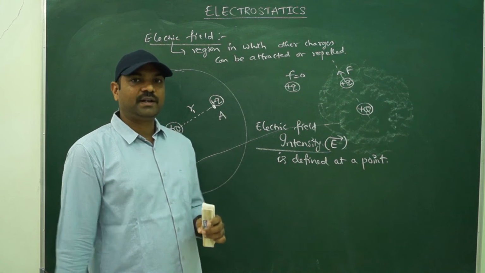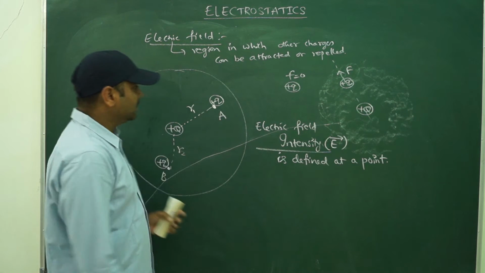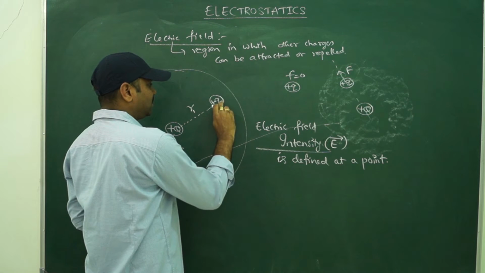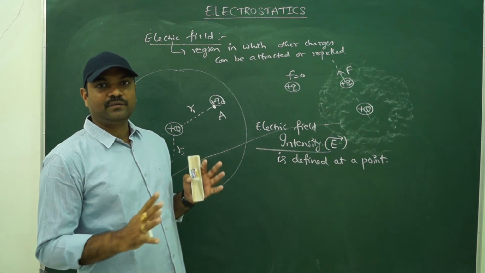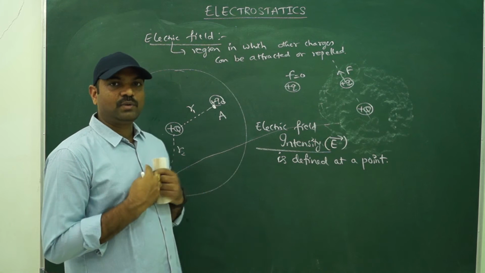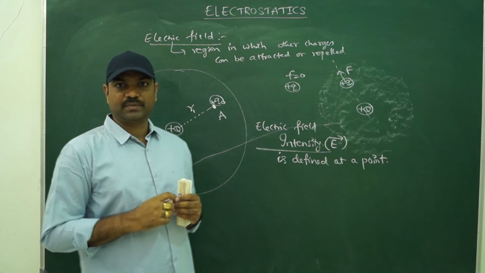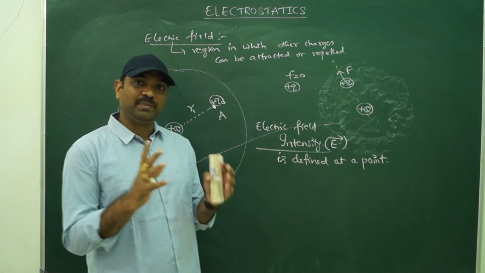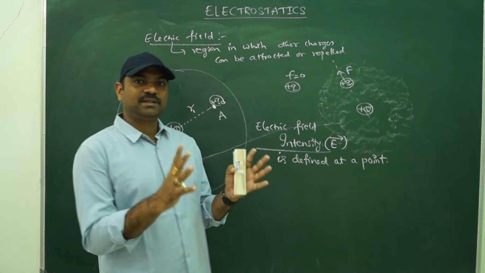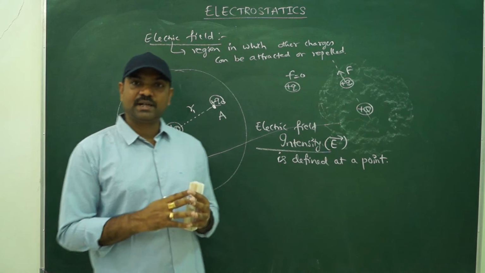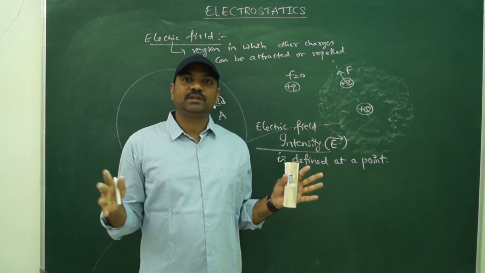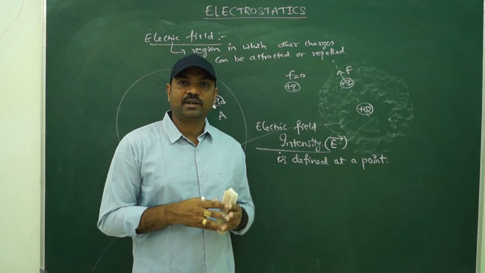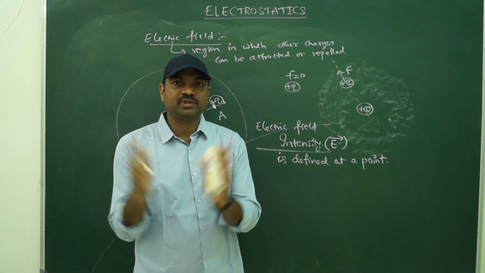Now how is it defined at a point? Now I am taking that Q0 is my test charge. Now I want to identify the electric field intensity at a point. What type of charge am I taking? Plus Q0. So here positive is the reference charge they have given to us. So you see any physics book in the world related to electric field, it is defined with the positive charge only.